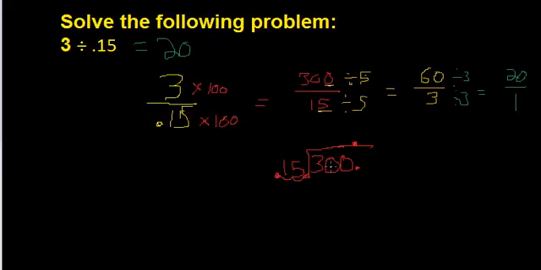So here 15 goes into 30 2 times. 2 times 15 is 30. 30 minus 30 is 0. 15 goes into 0, drop down that 0 too. And 15 goes into 0 0 times. So our answer is 20.